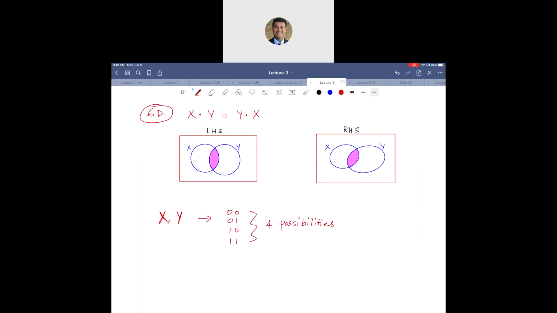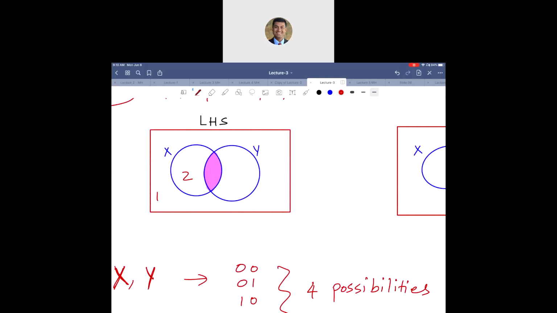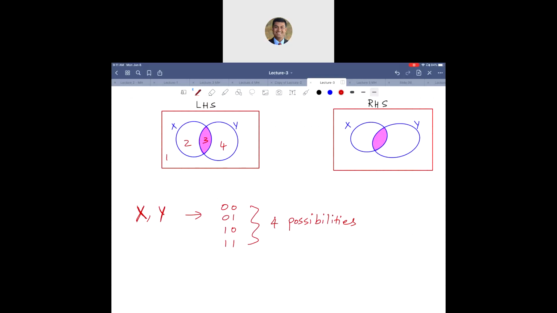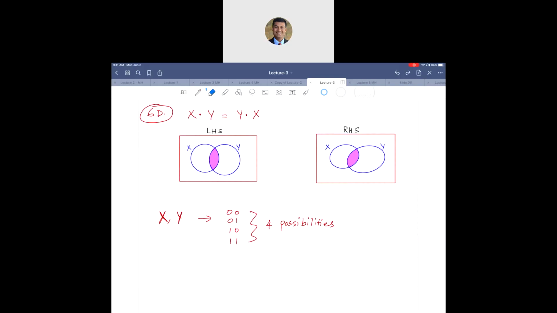Let's number them. 1, 2, 3, 4, right. So those four are exactly matching the four fragments over there. Let us go back here. I just wanted to point out that four possibilities between two variables should be captured with four fragments in the Venn diagram. Only then we can say, okay, it's a one-to-one mapping. So x and y, y and x, we have proved that. Let's move on with seven.